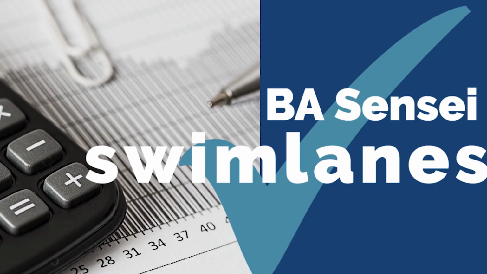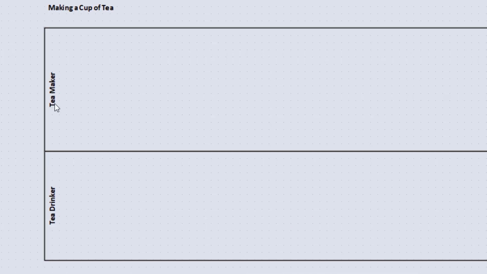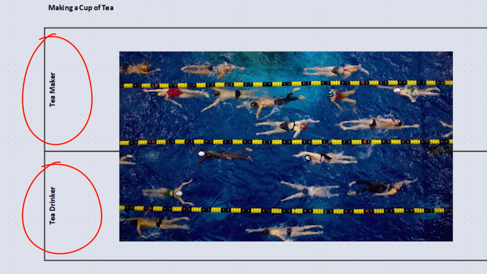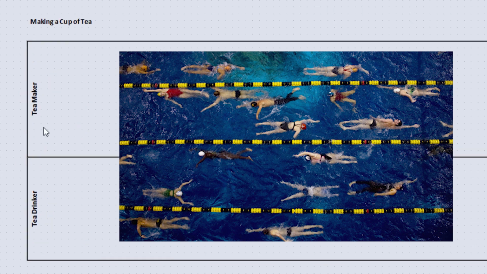So the first thing we're going to look at is roles. Who is doing what? Making tea. We have two roles. We have the tea drinker and the tea maker. Now they could be the same person. They could be two different people. In BPMN, this is indicated as swim lanes. So the roles are swim lanes.